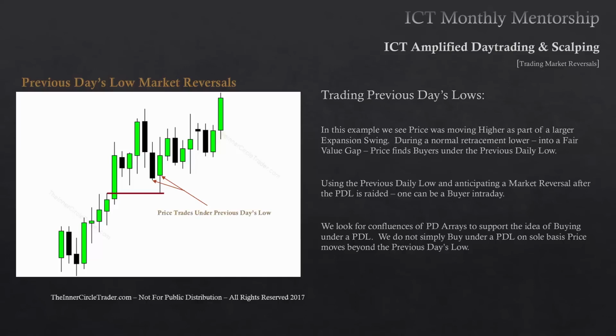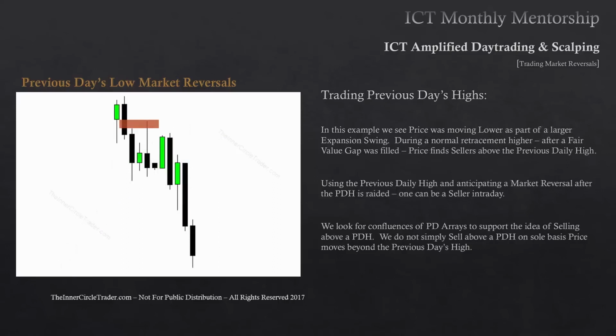Price trades under the previous day's low. That's where you're going to find buyers. The market's going to come in with a great deal of institutional sponsorship, and they'll send price higher intraday. Now, we look for confluences of PD arrays to support the idea of buying under a previous day's low, but we don't simply buy under the previous day's low on the sole basis that price moves below the previous day's low. There has to be context behind it all.